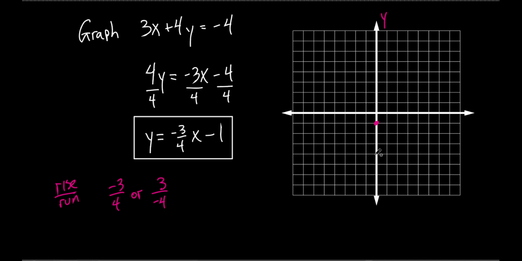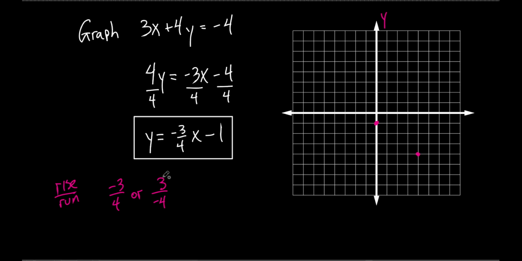Okay, I still have to do a run. How far do I run? In which direction? To the right, because it's a positive 4. It's a negative 3 and a positive 4. So I go 1, 2, 3, 4. Put it right there. I could connect the line, right, or connect the dots, and I've got my line.